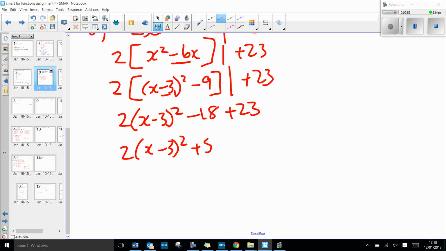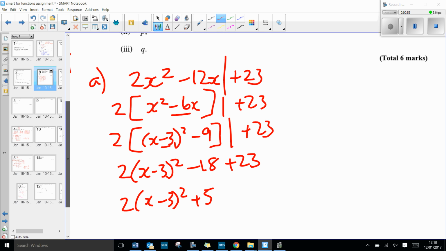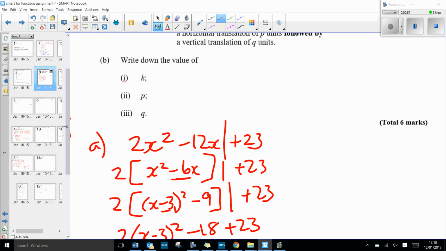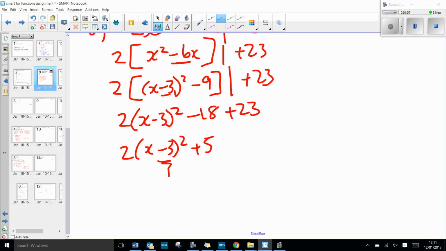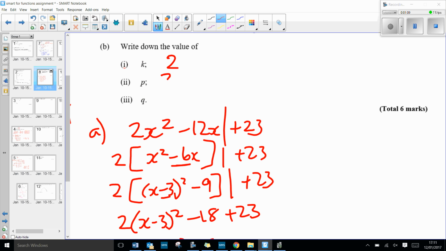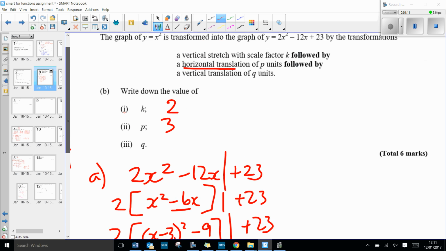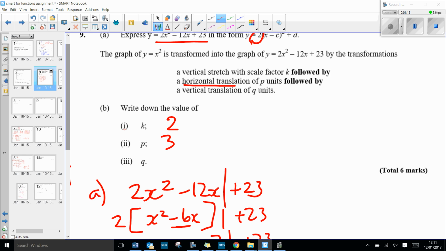Okay, so why have they then connected this one? Well, we know that vertical stretches are indicated by the number 2. Horizontal translations are always the opposite value of this, so that would be 3. And vertical translations is given by the number stuck on the end, which is 5.